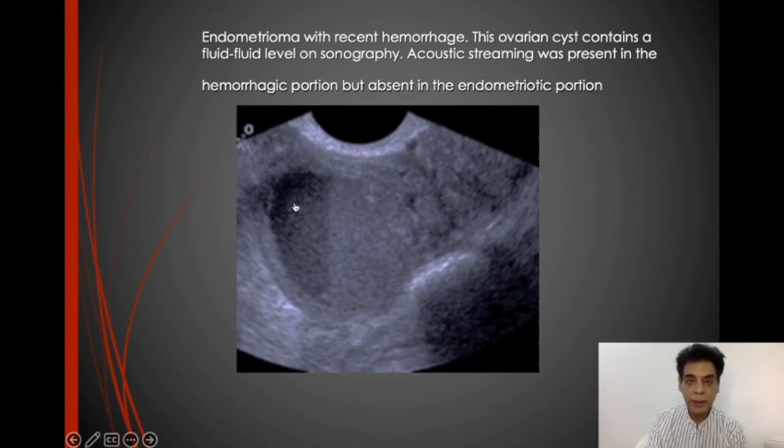Let us see this case. In this case, you could make out that there is a fluid level. Whenever there is a fluid level, there are two common possibilities: one is hemorrhagic cyst and the other one is endometrioma. In both cases, the upper part, which is the lighter one, is likely to have less dense particles, and as a result, there may be some movement. So, fluid level, even in cases of endometriotic cysts, may show movement in the upper part, which is light.